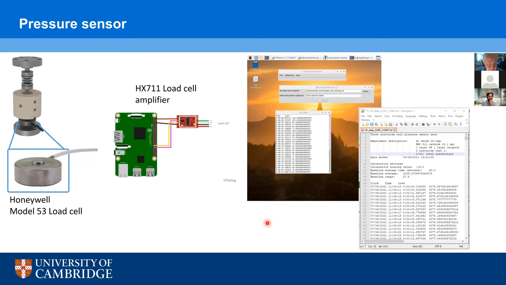So we wrote a graphical user interface for some control of the sensor and recording of the data with a timestamp so that it can be matched up to the electrochemical data easily.